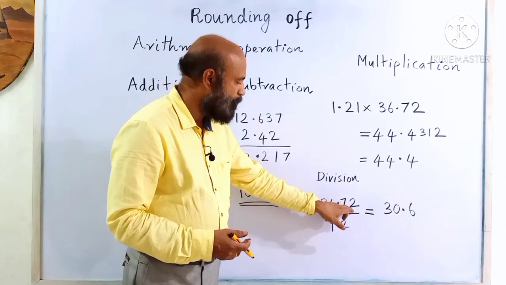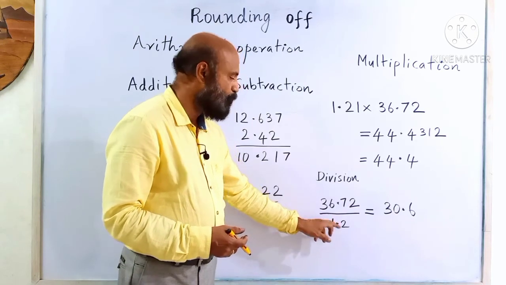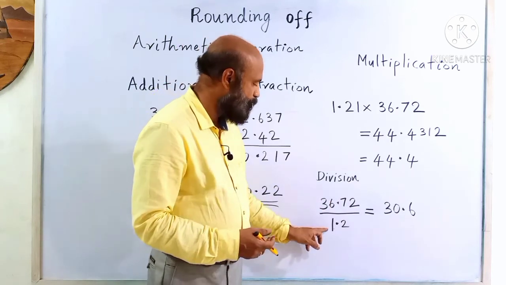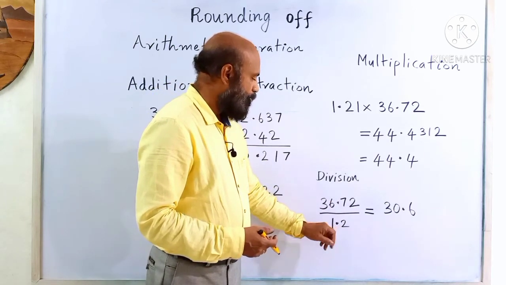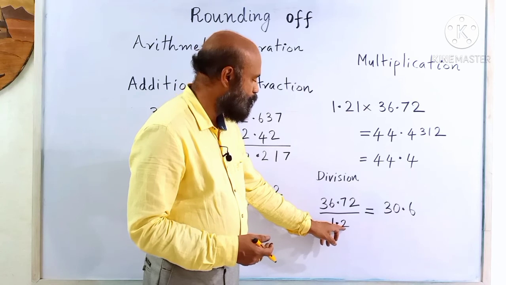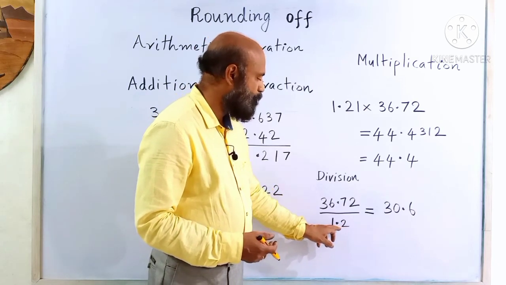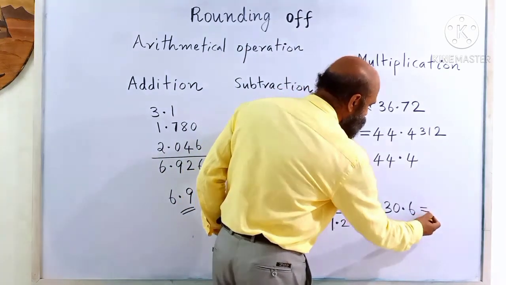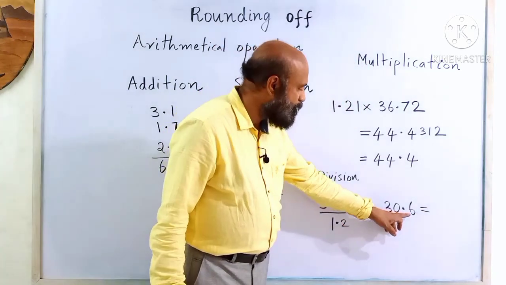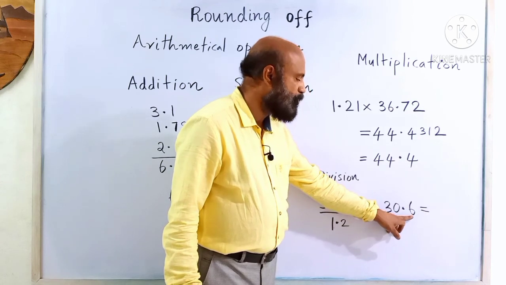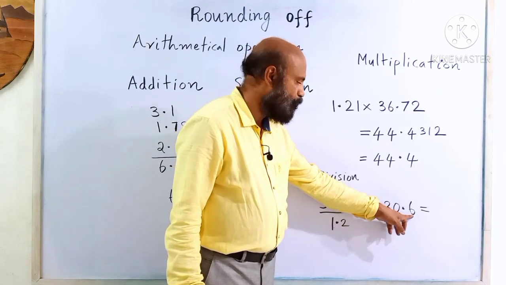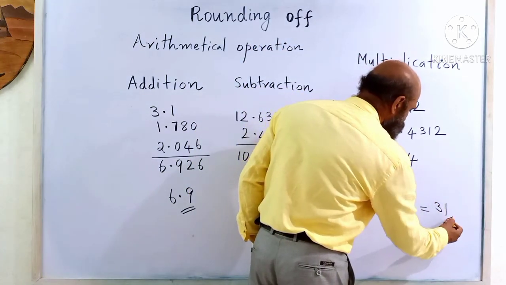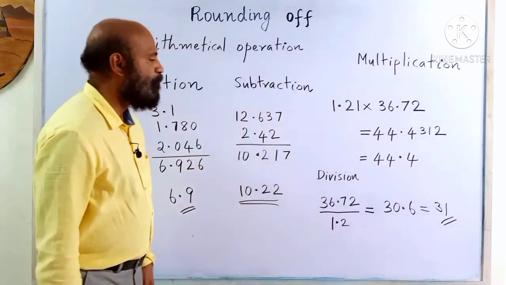So 36.72 divided by 1.2. Here 4 significant figures are there, here 2. So 1.2 has 2 significant digits. So in the answer also you should keep 2 digits. That means this 6 is to be dropped. This is more than 5. So this is to be increased by 1. So the answer is 31.